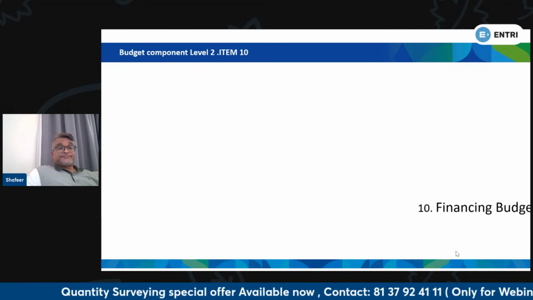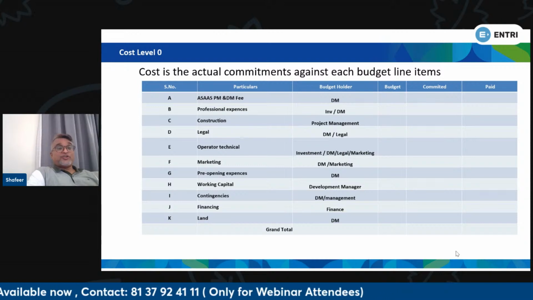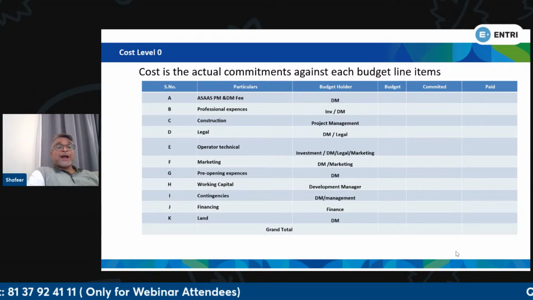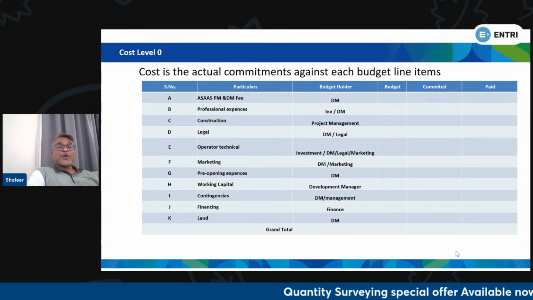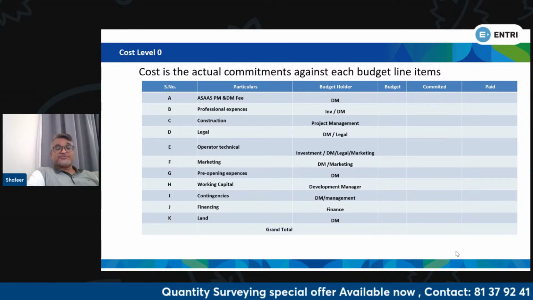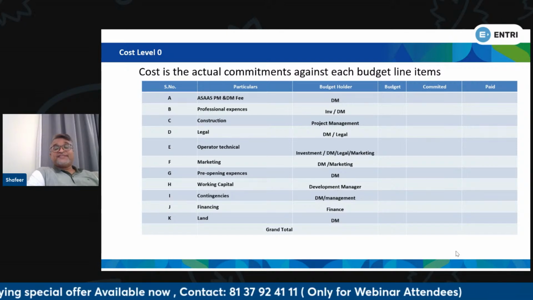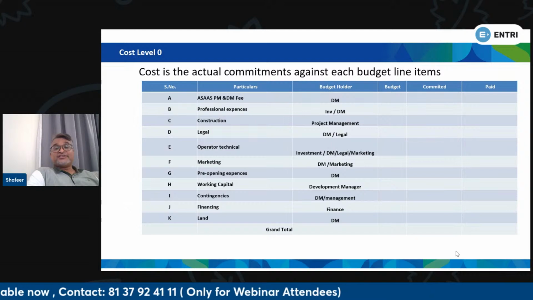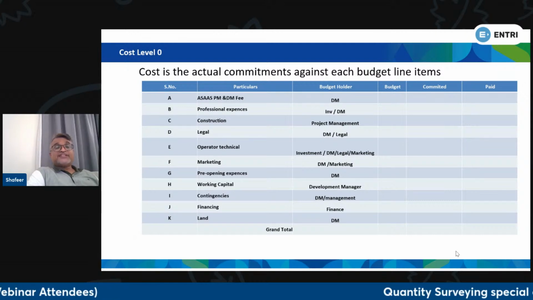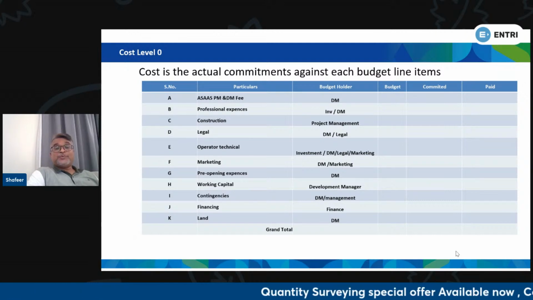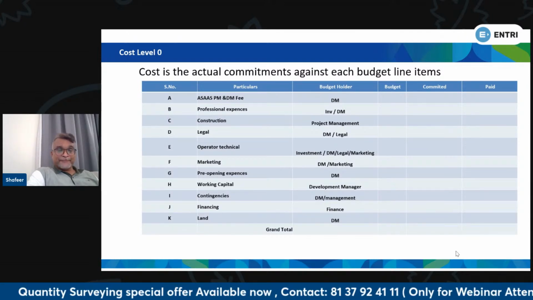Coming to the next item, level 0. What will be the cost level? Up to now we talked about the budget. Now we are talking about the cost. Cost means actual commitment against each budget line item. You can see here under A, project PM and DM fees, and the budget holder is the development manager. Budget will be there, a committed amount will be there, and a paid amount will be there. This will be the cost level 0, which will be used for our reporting and monitoring purposes.